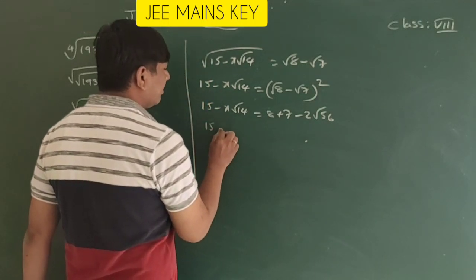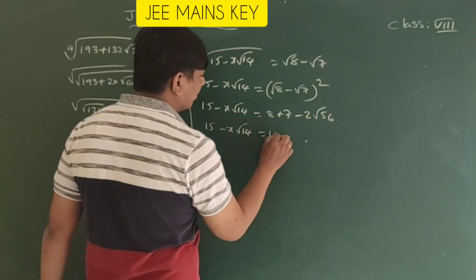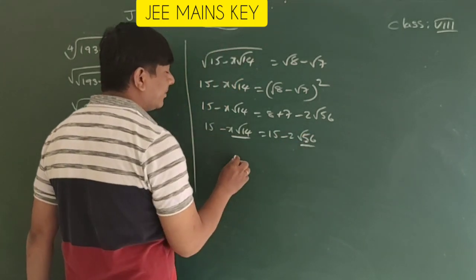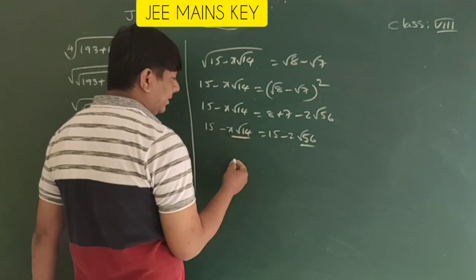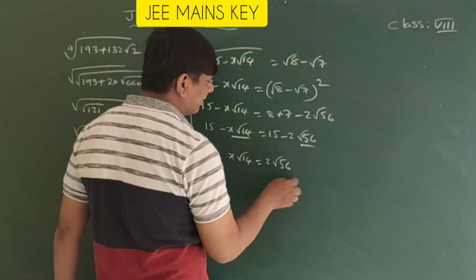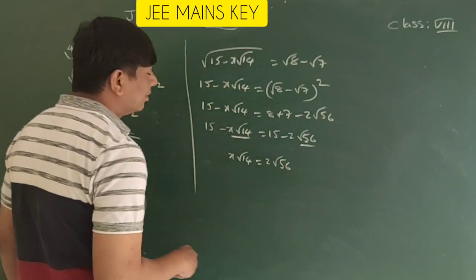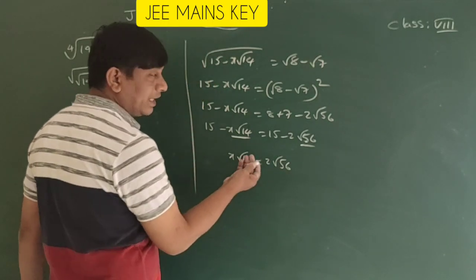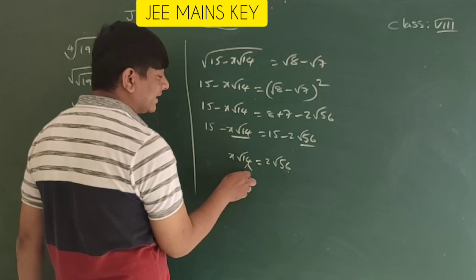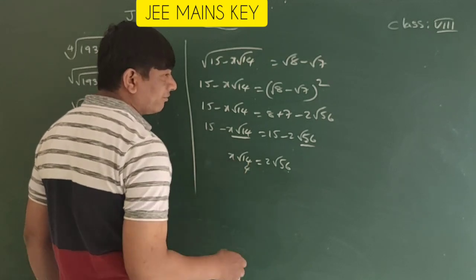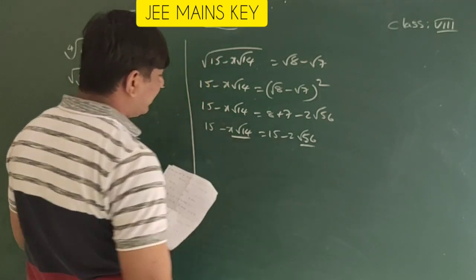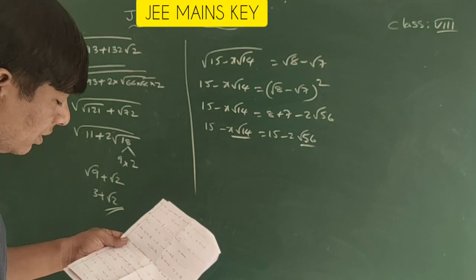Now 15 minus x into root 14 is equal to 15 minus 2 root 56. Now equate these two terms. Here x root 14 is equal to 2 root 56. Simplify this one. For x to be 4, I require here 56 and here 14. To make this one 4, I have to multiply by 4. So equate them, then you will get x is equal to 4.